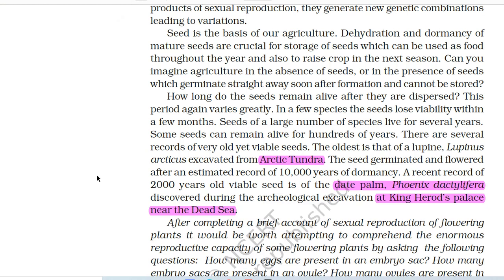Seed is the basis of our agriculture. Dehydration and dormancy of mature seeds are crucial for storage of seeds, which can be used as food throughout the year and also to raise crop in the next season. Can you imagine agriculture in the absence of seeds, or in the presence of seeds which germinate straight away soon after formation and cannot be stored?